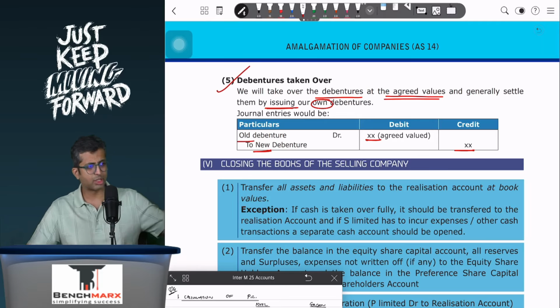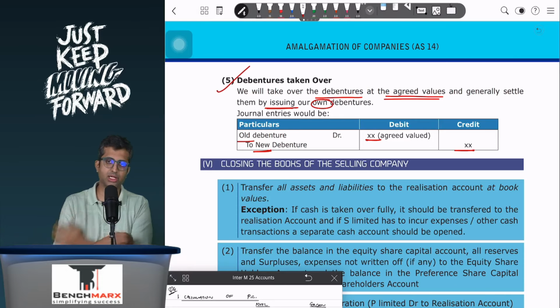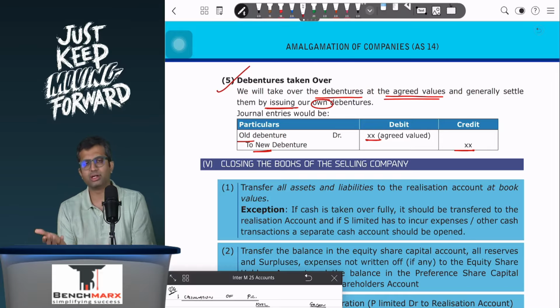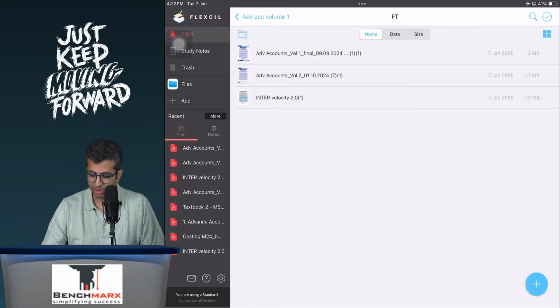So you'll first take over the debentures at the agreed value. Then these are debentures of the old company. Now old company does not exist, and hence you will debit the debentures of the old company and then in lieu of that, issue new debentures at whatever is the issue price. We'll do adjustments on this. So based on that, we'll do a few sums.